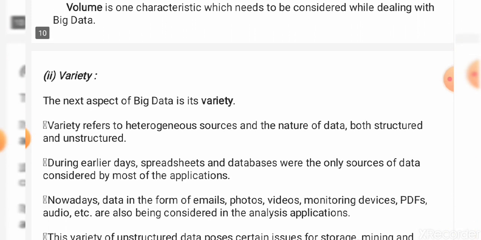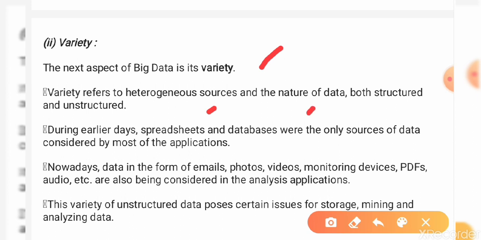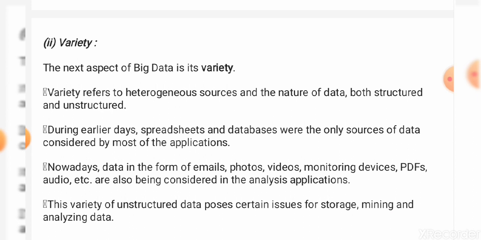The next characteristic is variety. Variety refers to heterogeneous sources and the nature of data, both structured and unstructured. During early days, spreadsheets and databases were the only source of data considered by most applications. Nowadays, data in the form of emails, photos, videos, monitoring devices, PDFs, audio, etc., are all being considered in analysis applications. This variety of unstructured data poses certain issues for storage, mining, and analysis of data. So variety is one of the characteristics of big data.